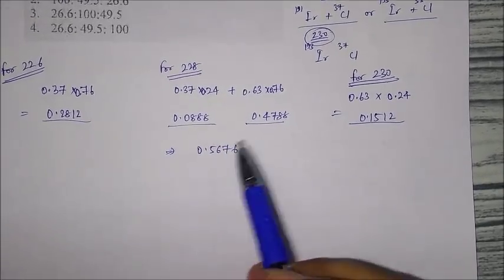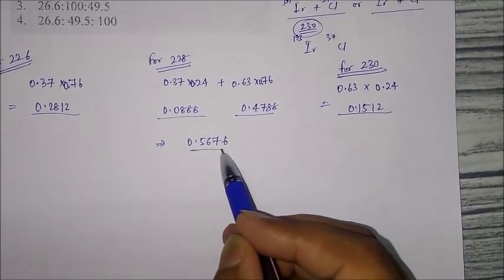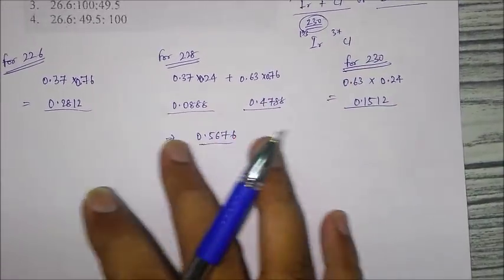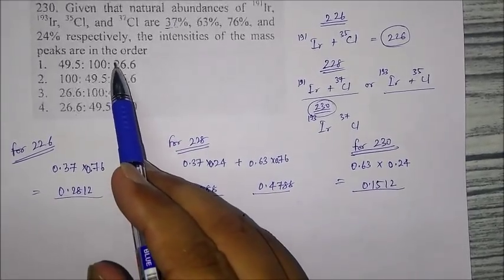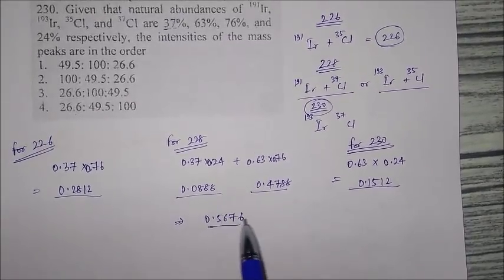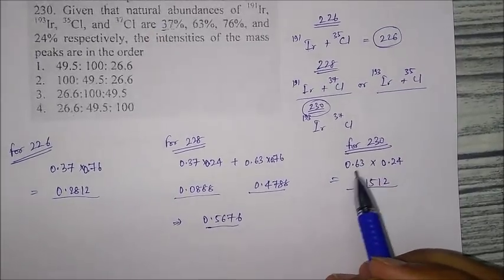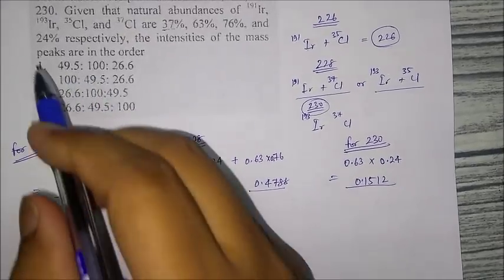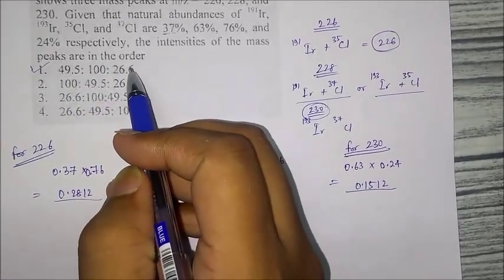By calculating all three values, you have understood that the middle value is the highest, then comes the first one, and the smallest is the last one. By this much data only you can get the answer. See in which option the middle one is the highest, then the first one, and the third one is the smallest. That is only available in option number 1: the second is the highest, then the first, and the least is the third.